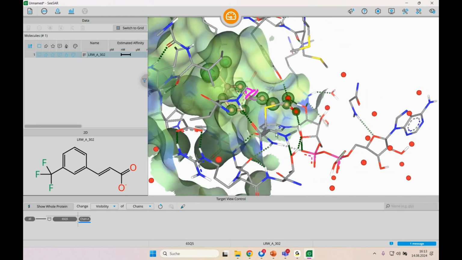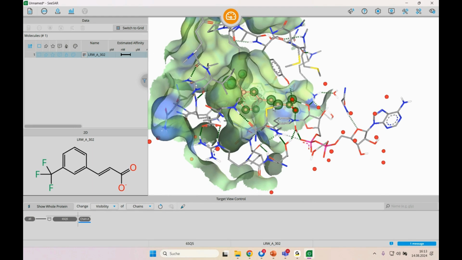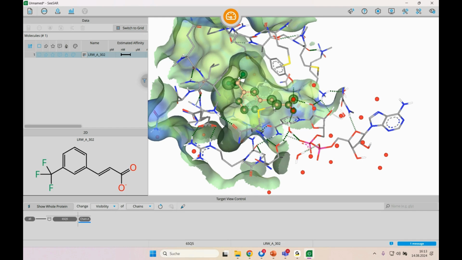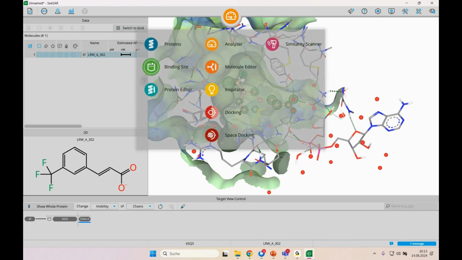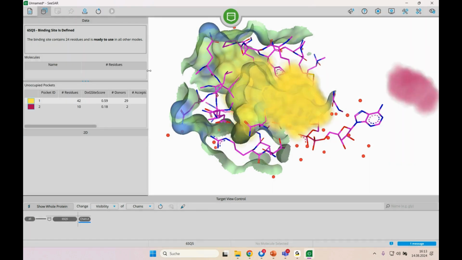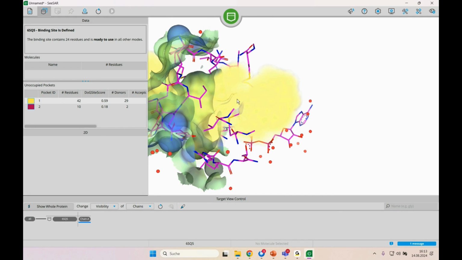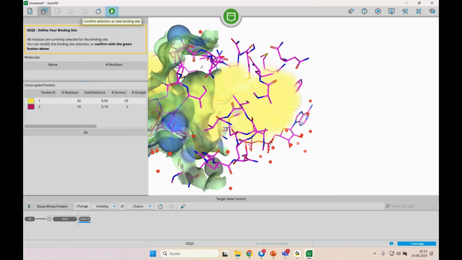Okay. The next thing I will do is check the size of this binding pocket. When I define the binding site, all the residues around my compound are automatically included. Yet it doesn't mean that the whole binding site is covered. So I will double check with the binding site mode, check for unoccupied pockets. This is the binding site we are referring to. We see it's progressing a little further, so I will just add other residues.